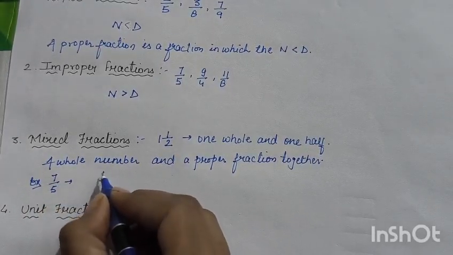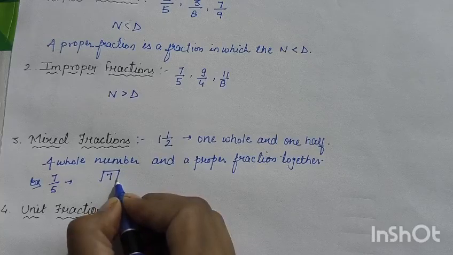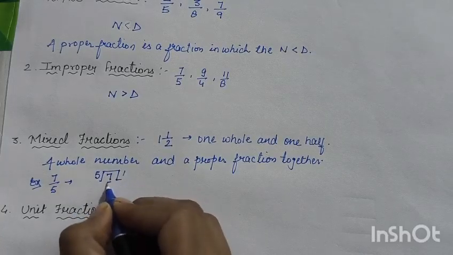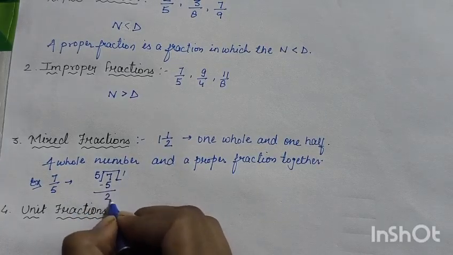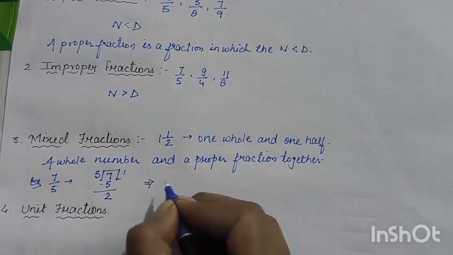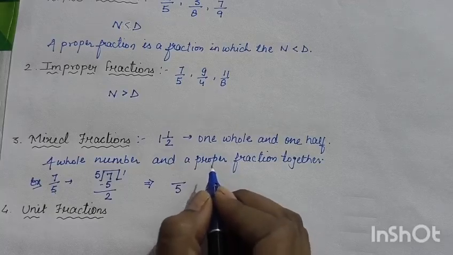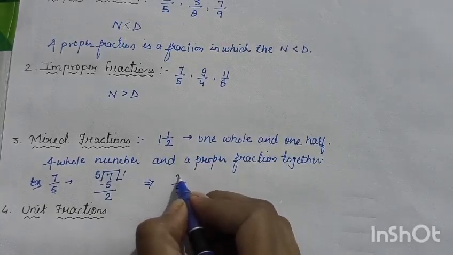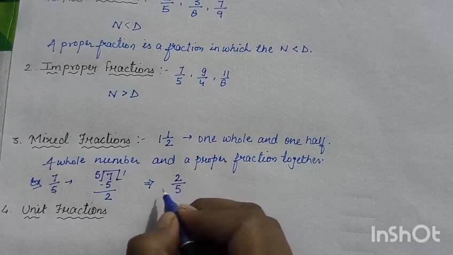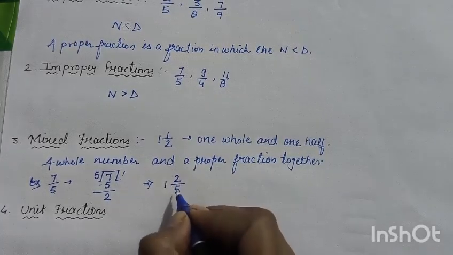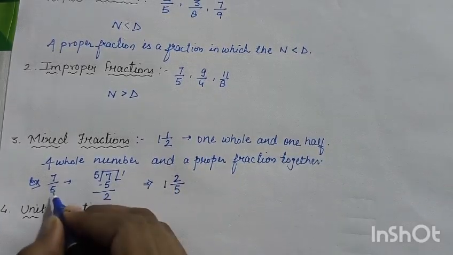So for this, you can divide 7 by 5. 5 ones are 5. 7 minus 5, 2. So how do we write this into a mixed fraction? See, your denominator should not be changed. It is the same, and your remainder takes the place of numerator, and this 1 goes here. So we can say 1 2 by 5 is equal to 7 by 5.